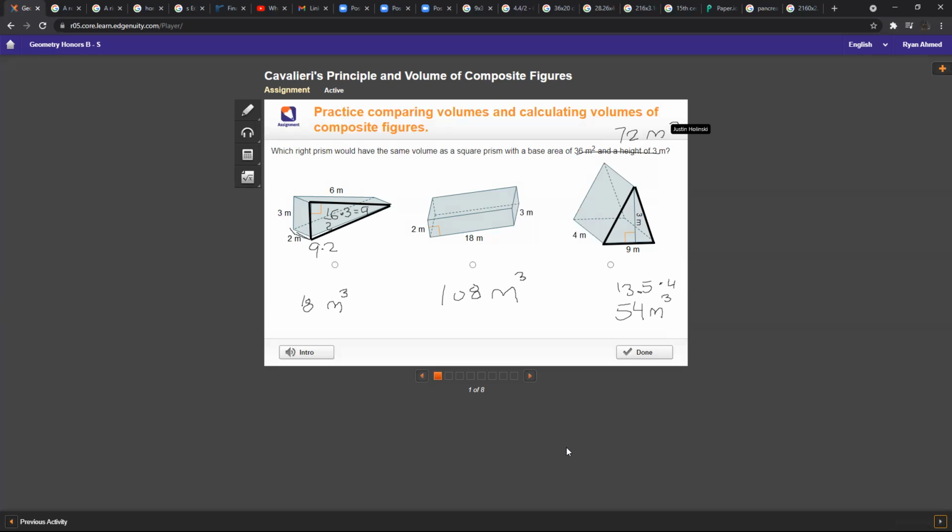So it doesn't look like any of these have that. So it looks like this would be 72, but then the other ones don't have that same measure. So no, I screwed up. It's not 72. Once again, I failed at simple arithmetic. 36 times 3 is not 72, it's 108. So this right here is 108. So we want to select the middle one then, because it has the same volume.